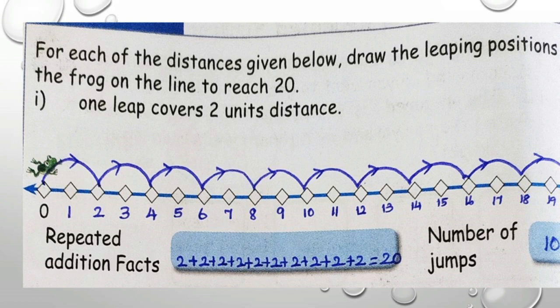First, one leap covers 2 units distance. See that the frog has to leap. One leap, it covers 2 units distance. So 0 to 2, it's 1 unit, 1 leap. So like that, up to 20, the frog has to leap. How many times? Yes, 10 times. So the repeated addition fact is 10 times 2 is equal to 20, and the number of jumps is 10.